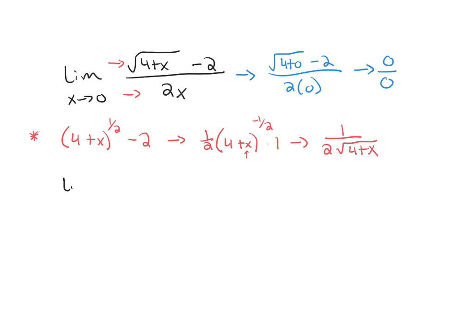So now I'll rewrite the whole limit as x approaches 0. And then I'm going to write the derivatives of both. So 1 over 2 square root of 4 plus x, and then the derivative of the denominator is 2. So now let's try plugging in 0.